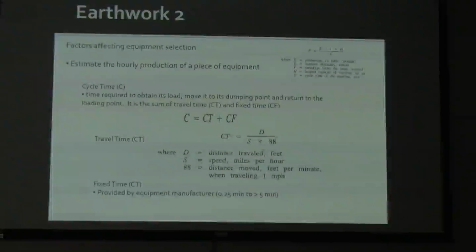So what really affects the production here is going to be our travel time, because of the distance and the speed that we're using, and the speed, of course, is a function of the equipment itself, the load on the equipment, and also the type of surface that the equipment is actually traveling across. So as our travel time goes up, our cycle time is going to get larger, and the denominator gets larger, and what happens to our production? Our production goes down.